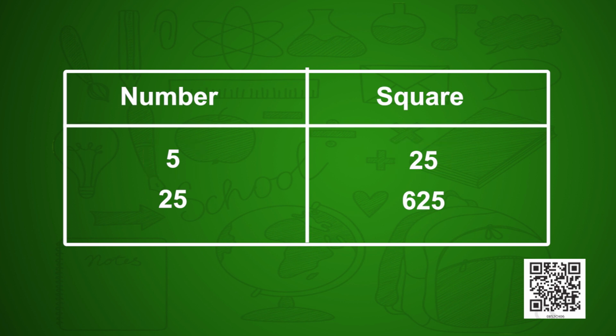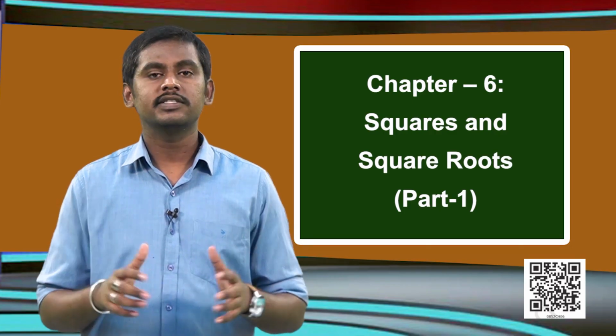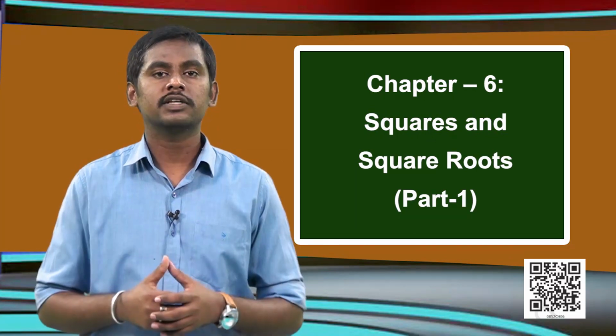Let us take a bit bigger number. Take 25. 25 ends with 5 in its units place. Well, let us find out its product. When you multiply 25 with 25, you can do it stepwise and you end up with an answer 625. The 625 also has 5 in its units place. So, we can say that whenever a number ends with 5 in its units place, its square will always end up with 5 in its units place. So, by this we have seen the 5 properties of square numbers.